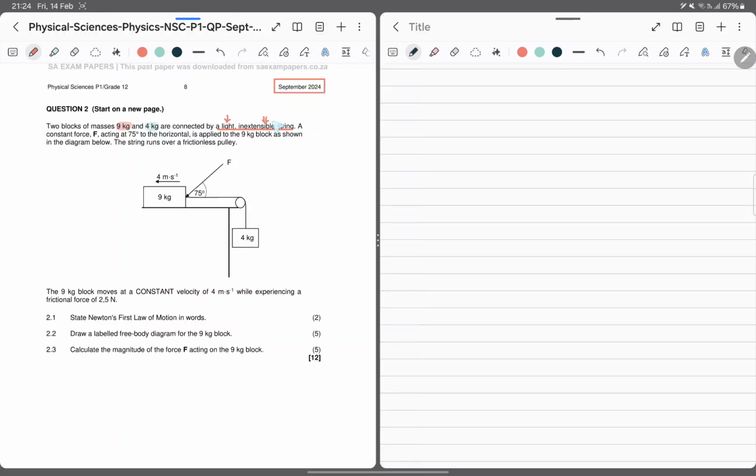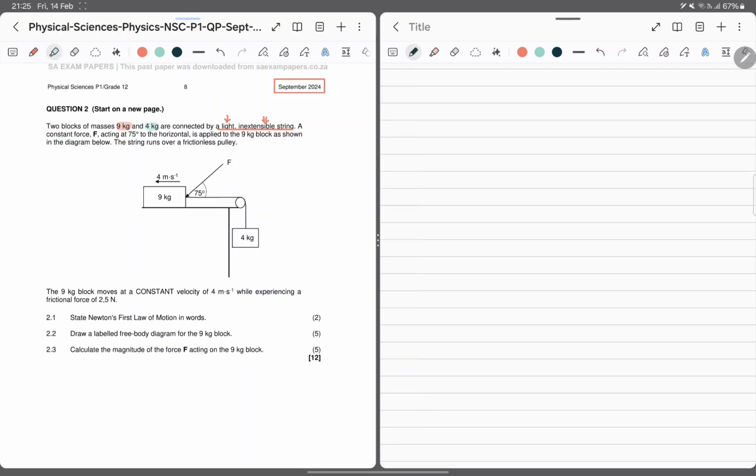The inextensible nature of the string is to suggest that when one block moves, so will the other at the same rate, because there's no dissipation of forces, or at least the forces that they will experience are pretty much, should we say, similar or the same. Let's say if we apply a resultant force here, it will affect the entire system the same way.